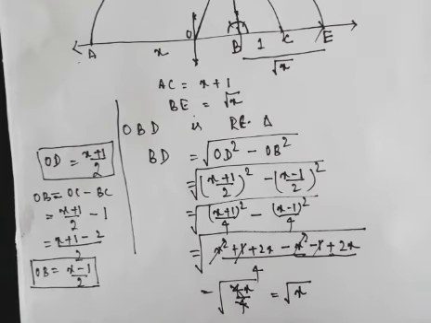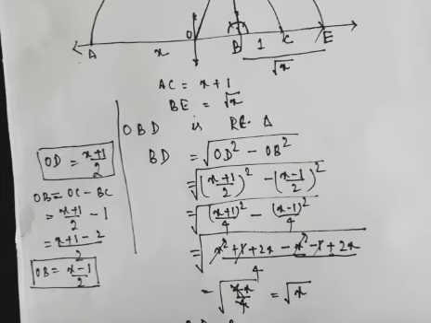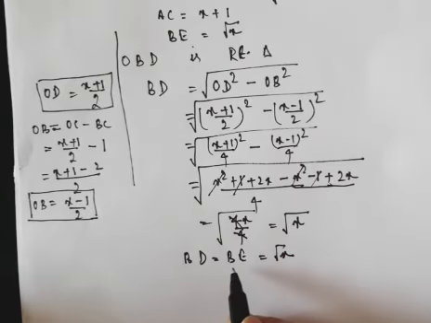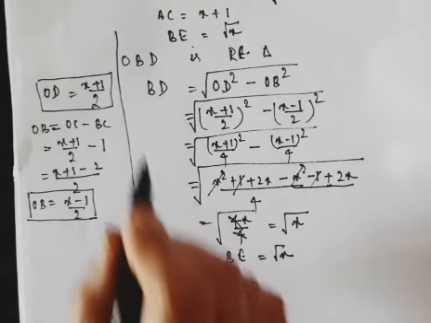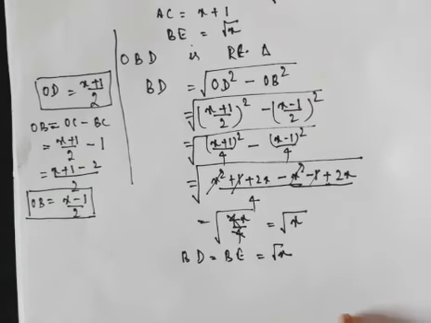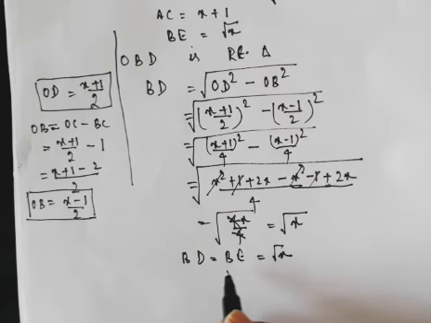Finally your BD is equal to root x, and BD is equal to BE, which is root x. Why? Because BD and BE are the radii of the same arc. That is an arc, we can say, not a semicircle. So that is why BD is equal to BE. They are the radii under the same arc. Okay, so this is the way we can represent root x on the number line.